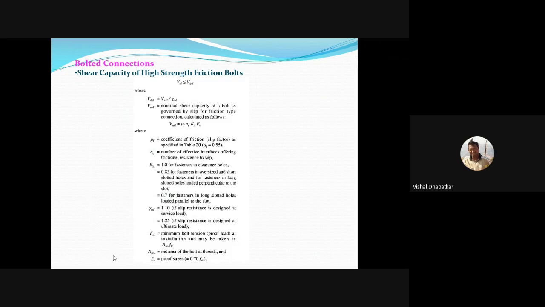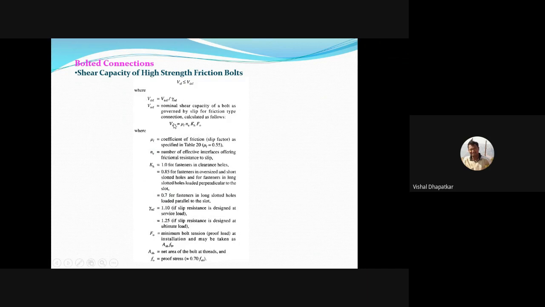Then F0 is the minimum bolt tension at installation. So F0 is the minimum tension in the bolt, or how much tension we should allow in the bolt. That is the proof stress, and that tension will be at the time of installation, and that will be calculated by Anb into f0. Anb is the net area of bolt at threads, and proof stress is 70% of the ultimate tensile strength of the bolts. So that will give us the F0 or tension in the bolts, based on which we can calculate the nominal shear capacity of the bolt.